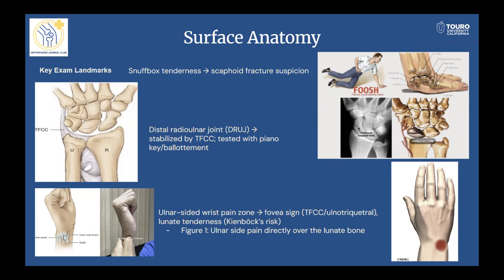But if the pain localizes right over the lunate bone, that will raise more suspicion for Kienböck disease, or lunate avascular necrosis. And if we look over here at figure 1, we can see that that's exactly where the ulnar-sided pain localizes. And then we're going to get into some wrist biomechanics right here.